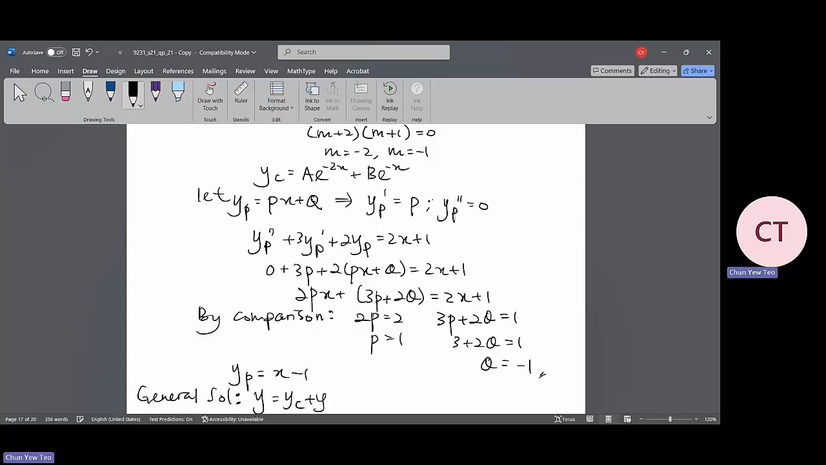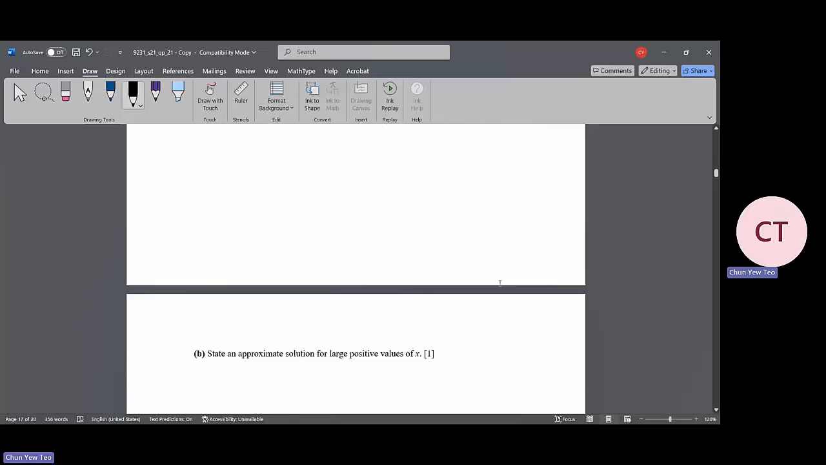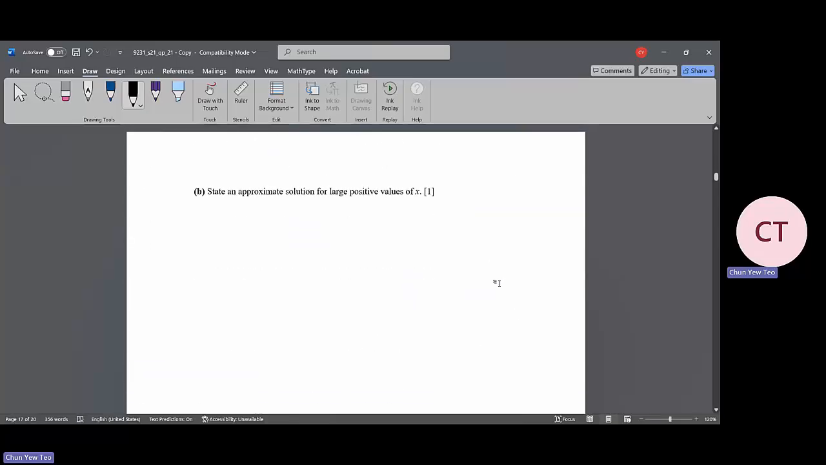yc plus yp. So your yc just now is ae power -2x plus b power -x, plus your yp is ax minus 1. So this is your general solution. Done. Okay, so now we move on to part B. They want you to state an approximate solution for large positive values of x.